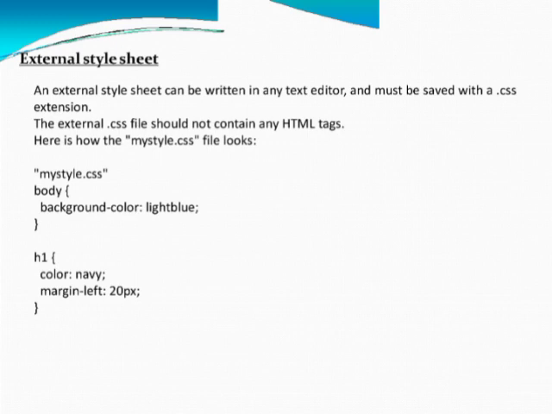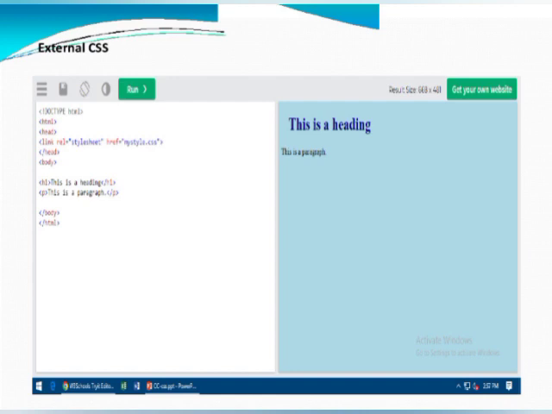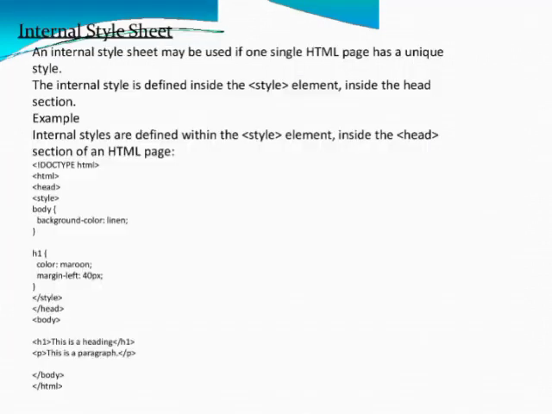Inside the body tag we mention the property background color and the value light blue. Inside the h1 tag we mention the properties color and margin-left and the values are navy and 20 pixels. This is the output of the external CSS file. Please check this output. And the next one is internal style sheet.